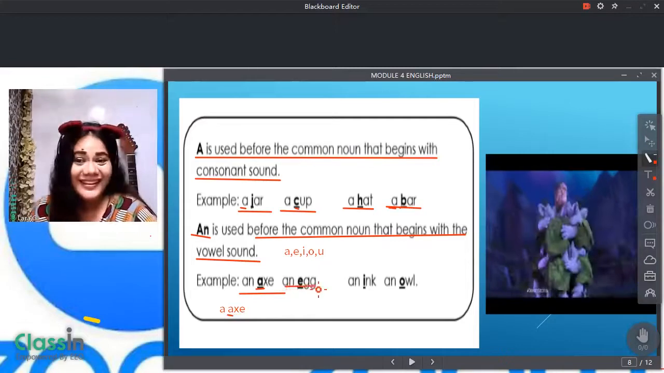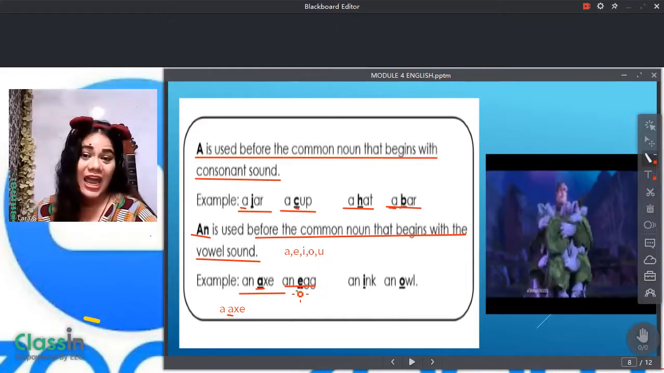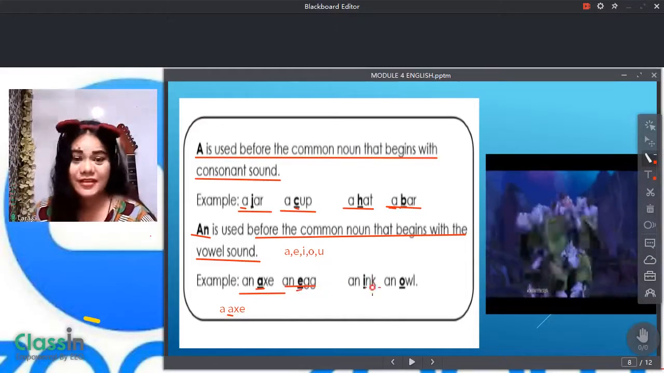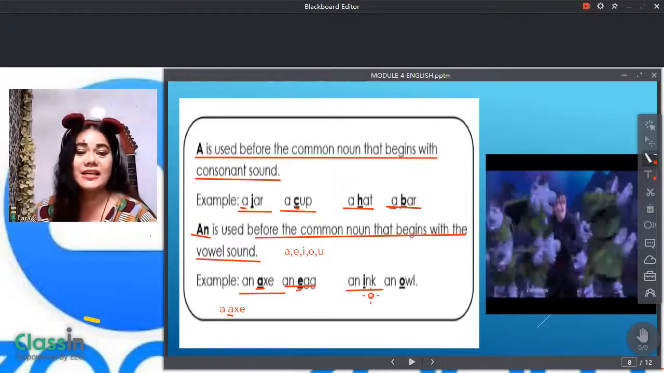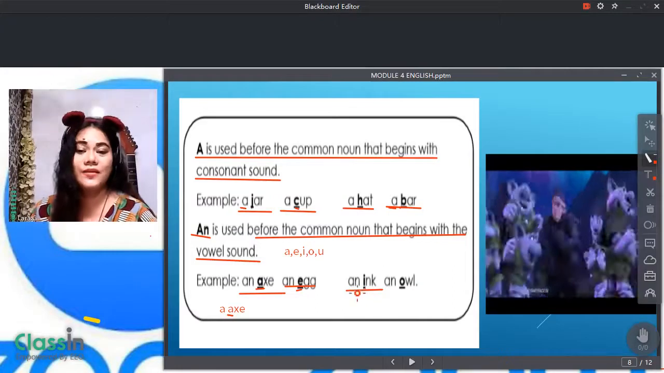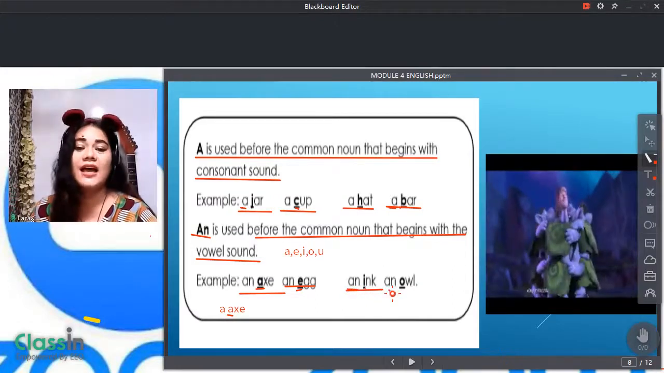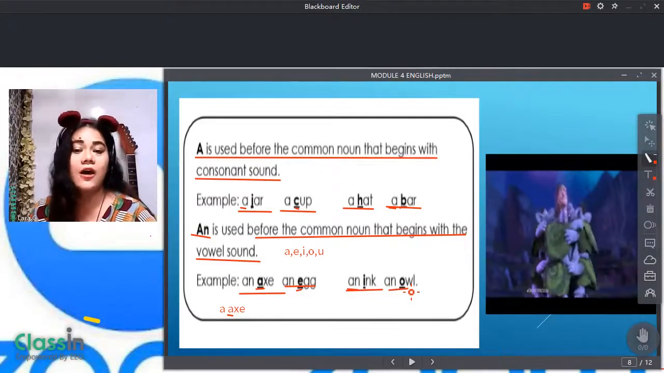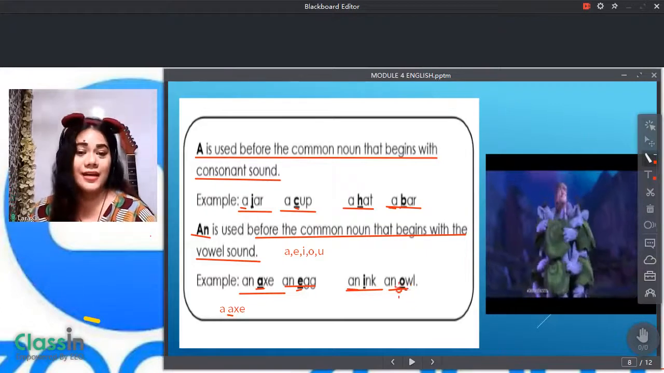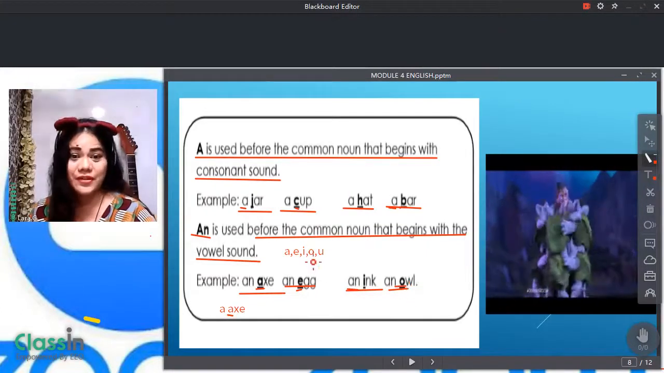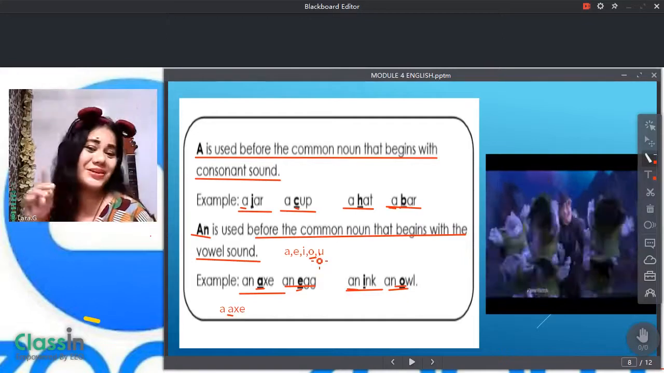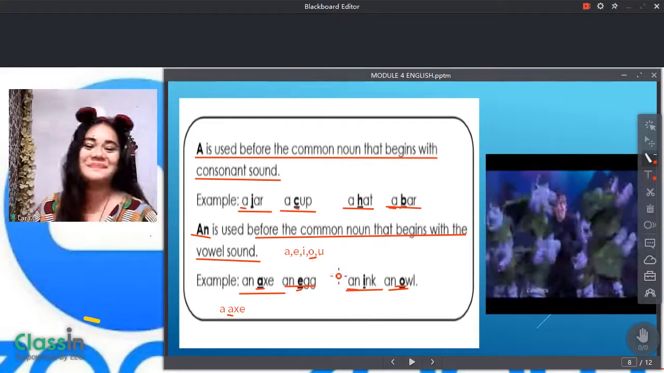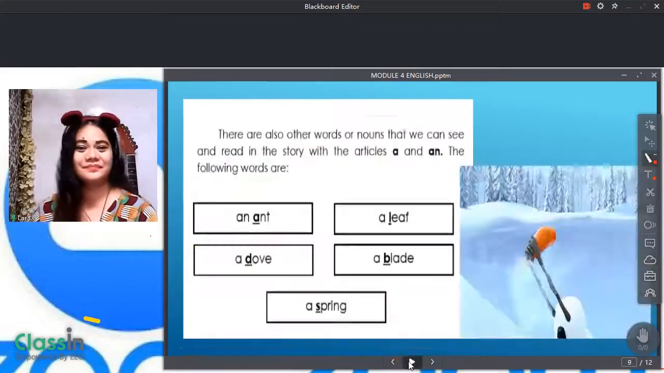An egg, because e is a vowel sound. An ink, E. That is a vowel. So we use an owl. O, we all know that O is a vowel. So we use an. All right.